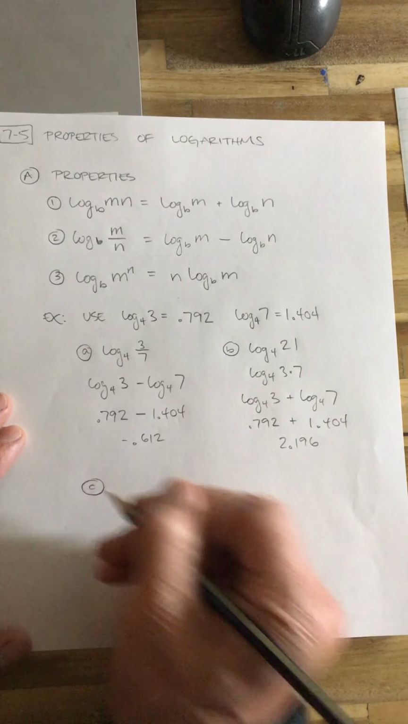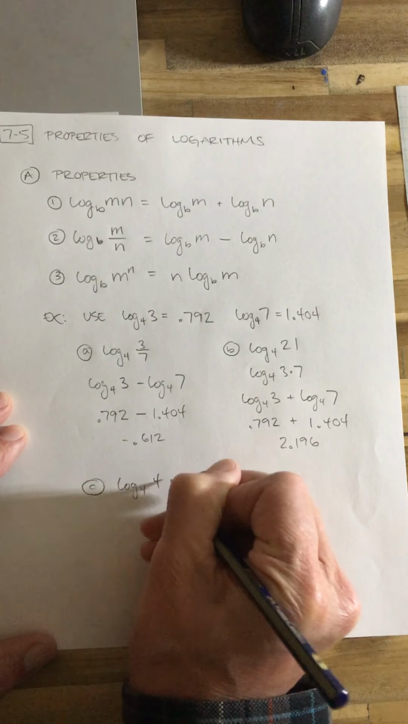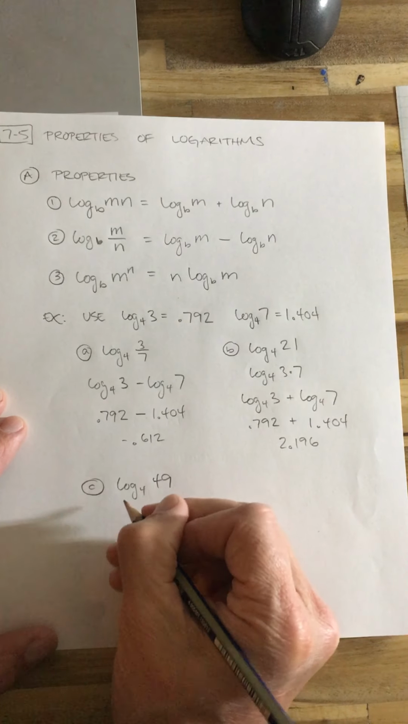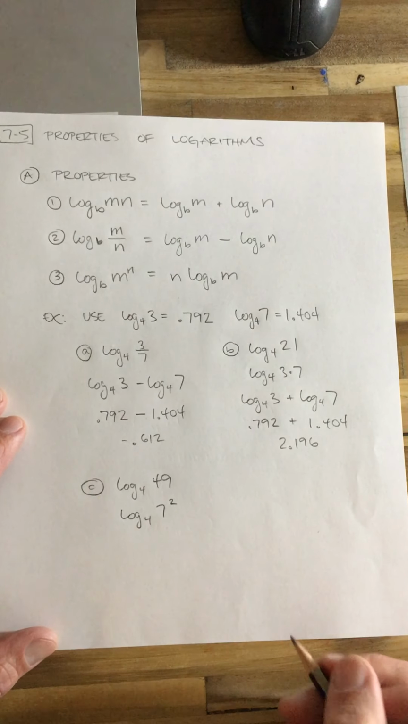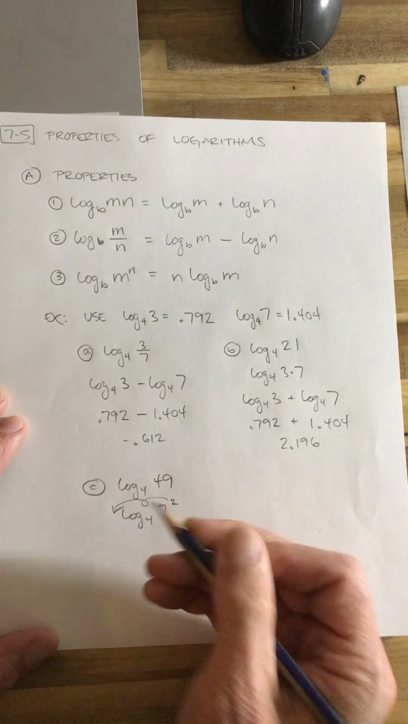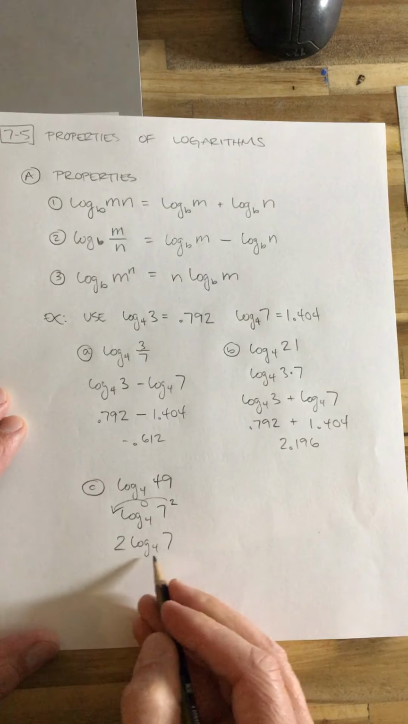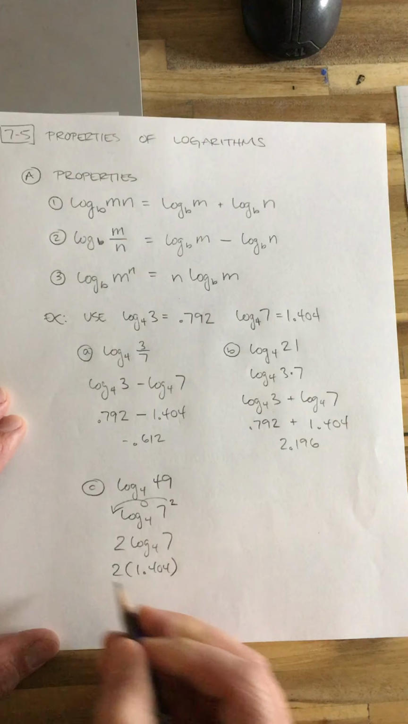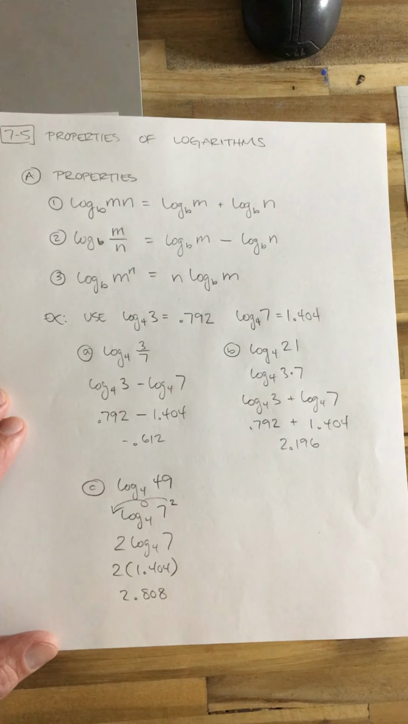Let's do another one. How about the log base 4 of 49? Anybody recognize 49? That's right, it's a perfect square, so you could write this as the log base 4 of 7 squared. Bring this 2 out to the front, so we get 2 times the log base 4 of 7. We know the log base 4 of 7 is 1.404, so this is 2 times 1.404. Multiply, you get 2.808. So that's how that goes.